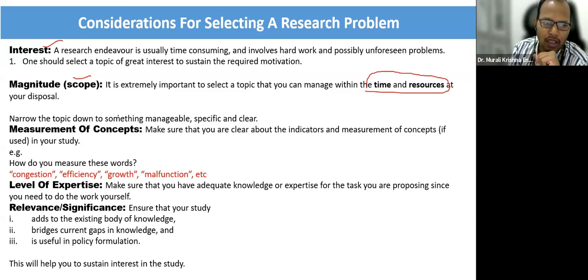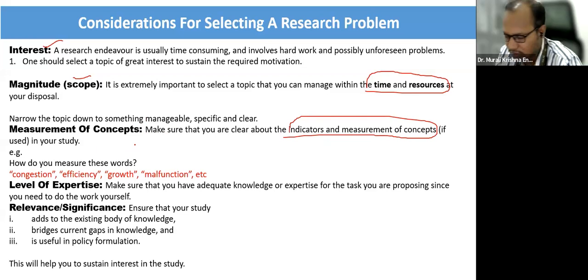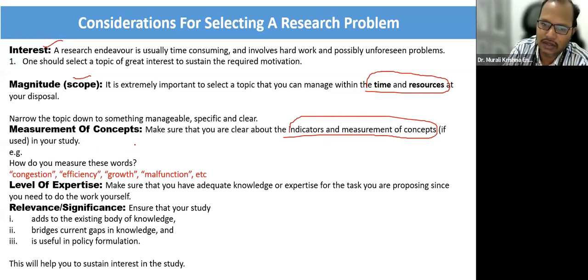And measurement of the concepts, in the sense that when we are doing research, there are some indicators. In your study, what are the things you are going to measure? When you choose a topic, what am I going to address? Am I creating a new solution, or inventing a new product? Some measurement should be there. What is the outcome when we are doing this kind of research?